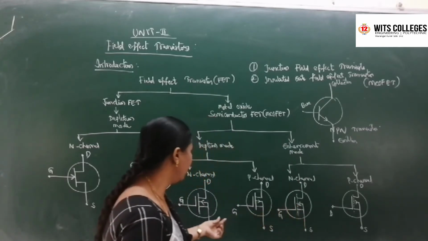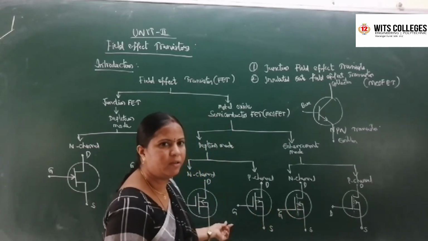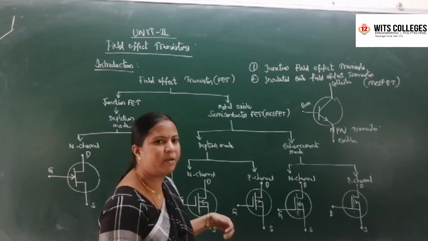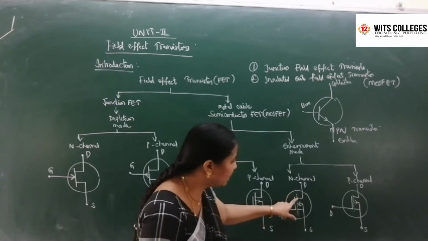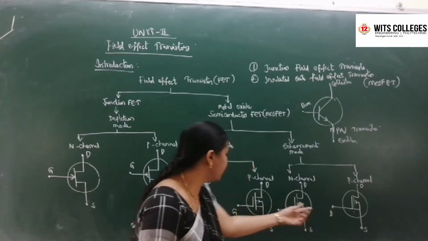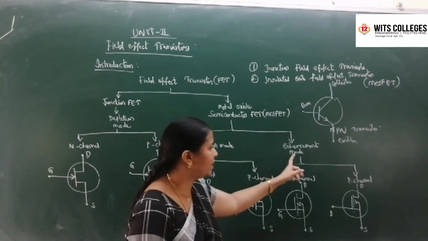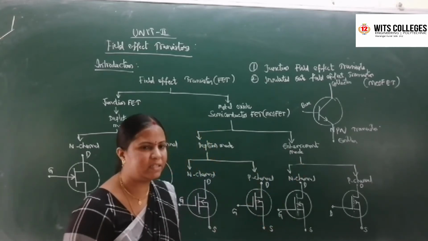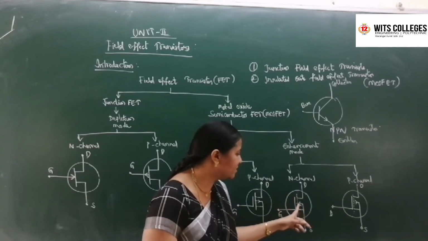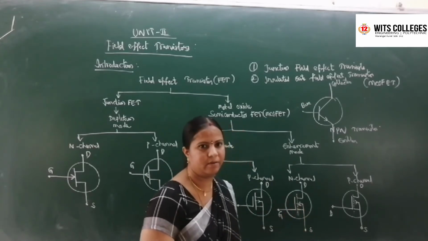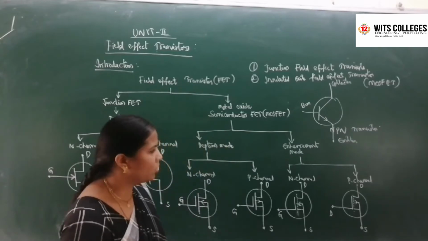Now here, there is a channel that exists between source and drain. Here there is no channel, that is indicated by dotted lines. This is the main difference between depletion mode and enhancement mode. In depletion mode the channel exists, but in enhancement mode there is no channel. This is indicated by dotted lines here. Okay, this is the classification of JFET.